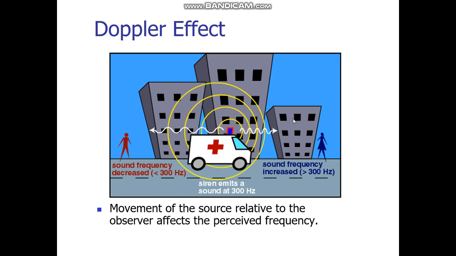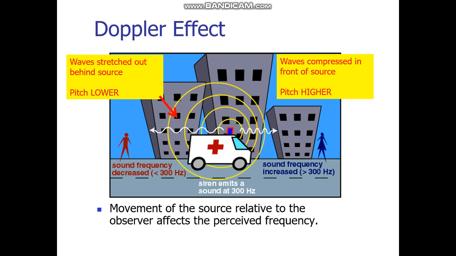Right, welcome back to the second part of the Doppler effect video. We'll just do a quick recap. We were talking about what happens to waves, to the observation of waves by observers, if there's relative motion between the source of the waves and the observers.